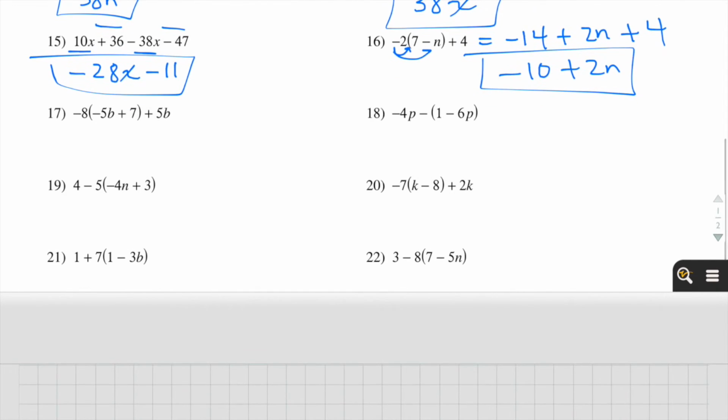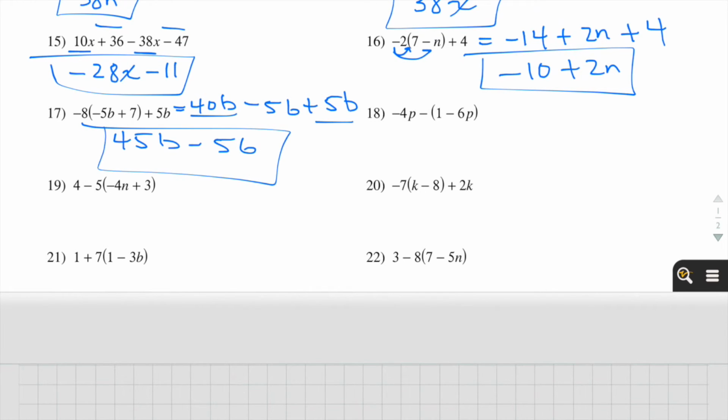Number 17. Negative 8 parentheses negative 5b plus 7 plus 5b. Again, let's distribute. Negative 8 times negative 5b gives us positive 40b. Negative 8 times positive 7 gives us negative 56. And then plus 5b. So let's go ahead and combine like terms. We have 40b plus 5b. We end up getting 45b minus 56.